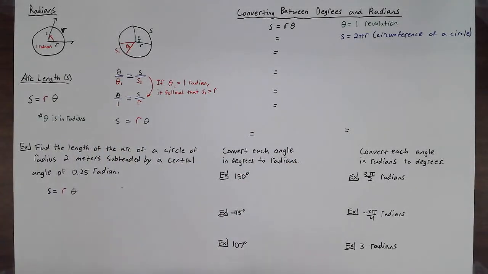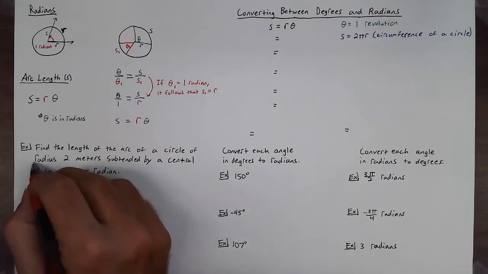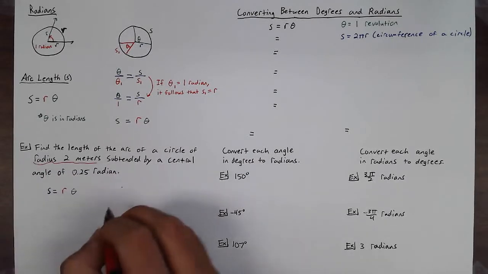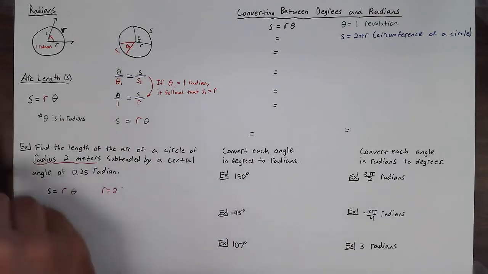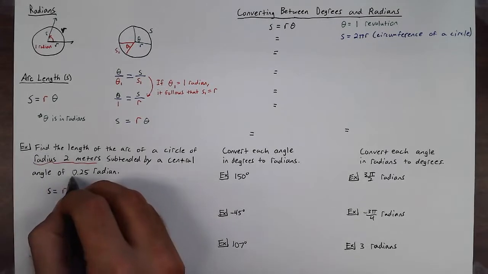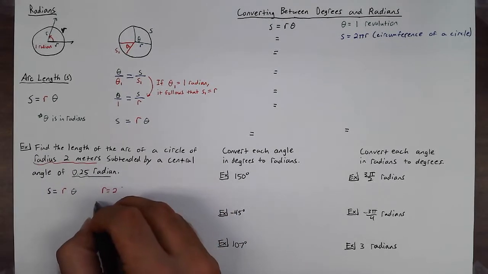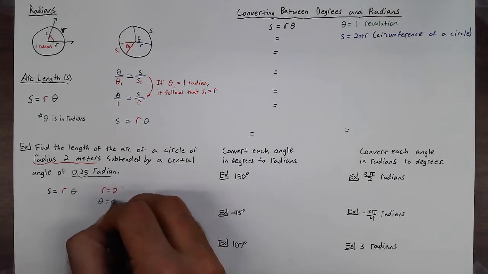For example, if I wanted to find the length of the arc of a circle of radius 2 meters subtended by a center angle of 0.25 radian, or a quarter of a radian, then first I need to point out that the radius is 2 meters, so R would equal 2. The angle is 0.25 radians, so theta will equal 0.25.